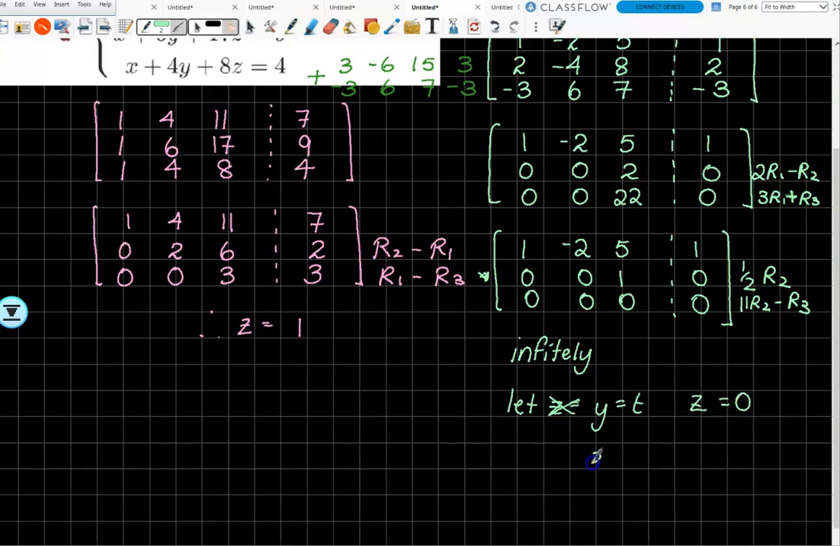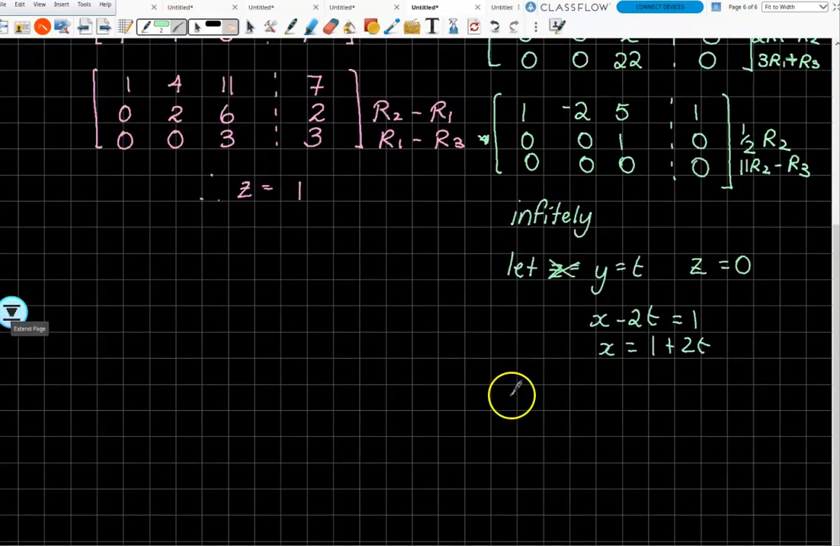And therefore we have x being minus 2t plus 5 times 0, which is 0, equals 1. So therefore x is 1 plus 2t. And those are my 3 solutions. And okay, let's just write it all out because I like to be precise. So that will be x equals 1 plus 2t, y equals t and z equals 0. That's the line for the 2 planes. Well, at the moment, yes, it's just infinitely many solutions.